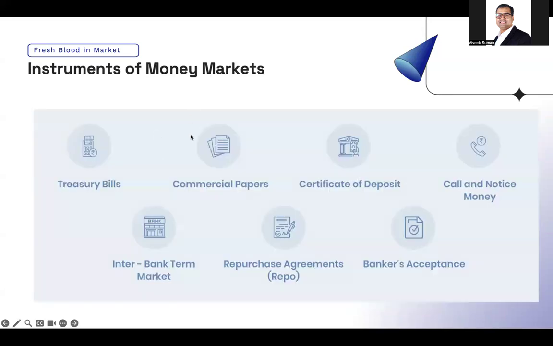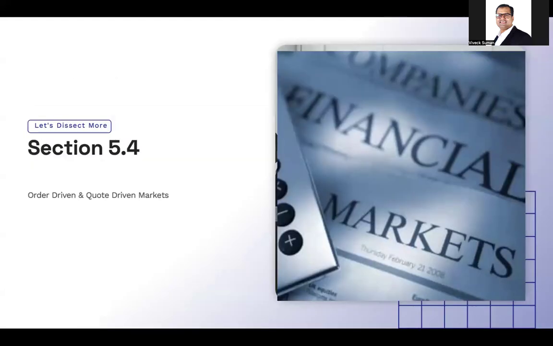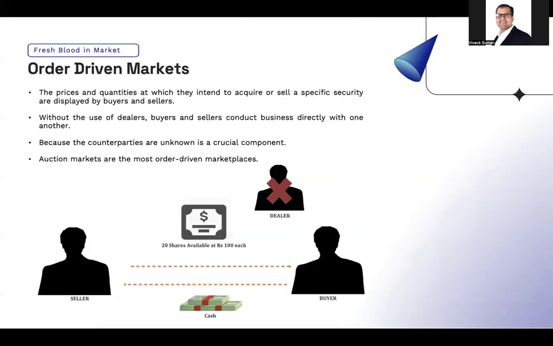Then we looked into the instruments of the money market: treasury bill, commercial paper, certificate of deposit, call notice money, interbank term market, repos, which is repurchase agreement, and banker's acceptance. You need not mug up. You will understand each of them in detail in coming sessions. Okay, just understand step by step what I'm explaining.